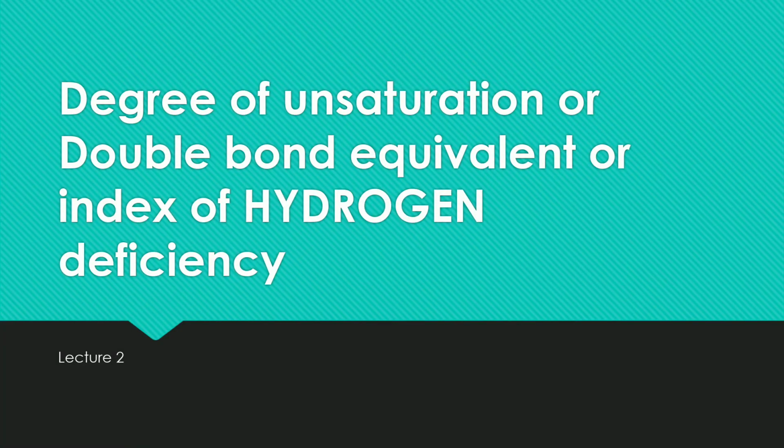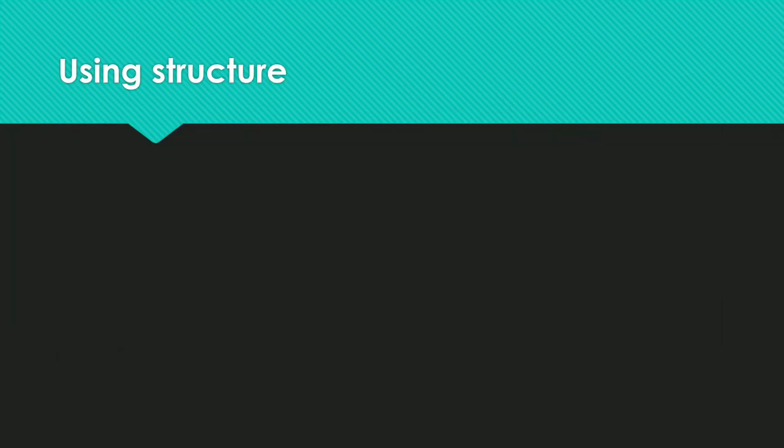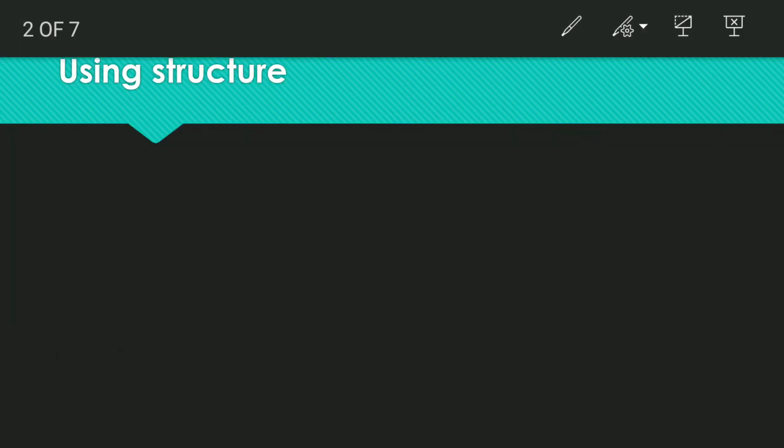Hello everyone, welcome to lecture 2 of degree of unsaturation, that is double bond equivalence or index of hydrogen deficiency. So today is our second lecture of this topic. In the last lecture we discussed the concept of double bond equivalence. What is double bond equivalence, we learned everything in that lecture. It's a very short lecture and this is also a very short lecture. So today we'll be finding DBE value using structure.